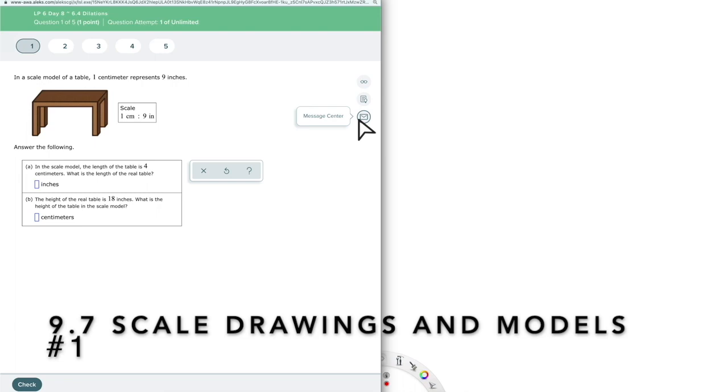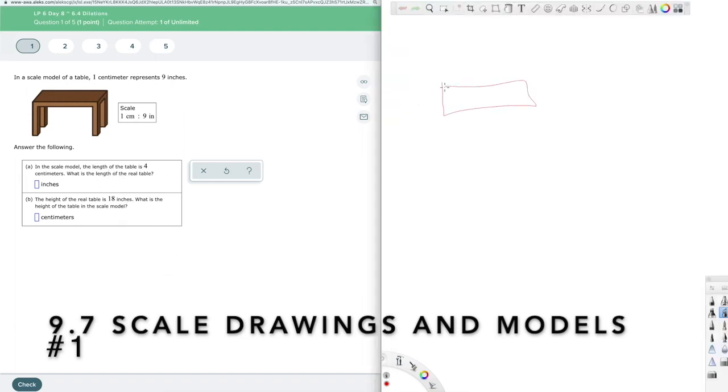It just moves. Now with dilations, this isn't rigid anymore. With this, we're going to change the size of the shape. So with this one, we have a scale model of a table, and 1 centimeter represents 9 inches. So here's the scale model of a table. It's kind of like a little dollhouse table. It's a very teeny tiny table with 1 centimeter. And every centimeter on this little tiny table represents 9 inches in the real world or on the real table. So this is telling us this is the scale we're going to use. And it says down here in the scale model, the length of the table is 4 centimeters. What is the length of the real table? So I'm going to be very silly here, and I have a table.